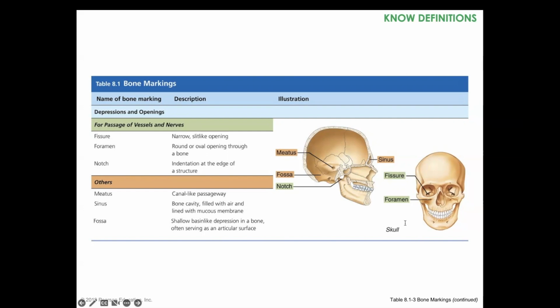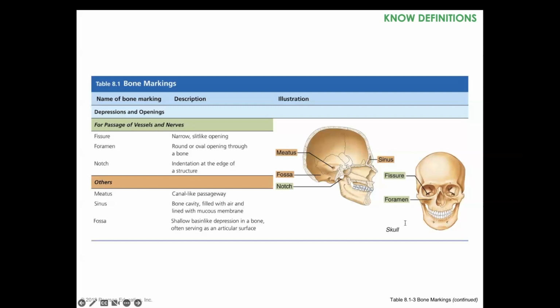Next is the foramen, or foramen. People say it differently, so I usually say foramen. That's just how I was taught it. Those are just a round or oval shaped opening through a bone. They're not labeled on this image, but you can see there are two foramen just below the teeth, right in the front of the jaw.